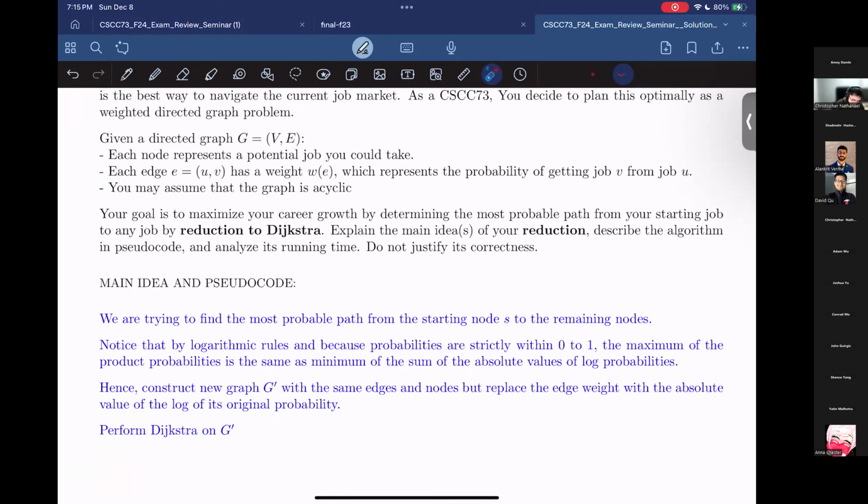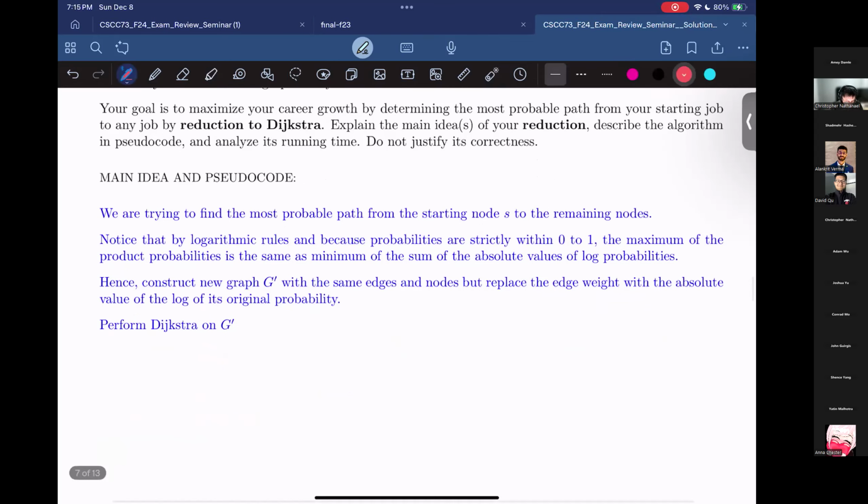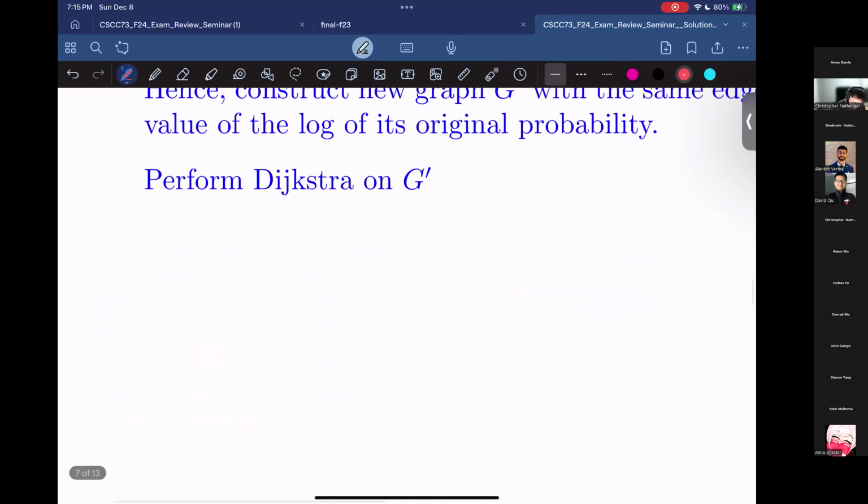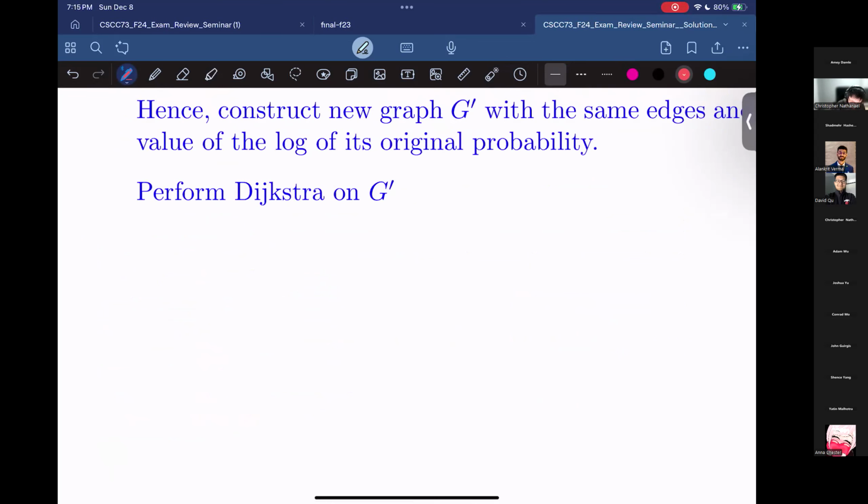So construct a new graph G prime with the same edges and nodes, but replace the edge weight with the absolute value of the log of its original probability. So to convince you guys, log of A, sorry, log.